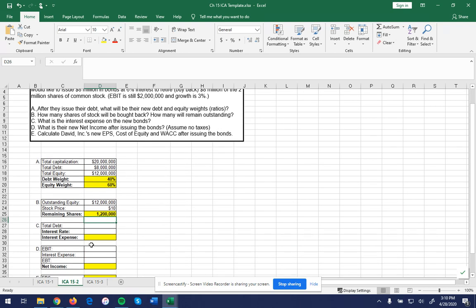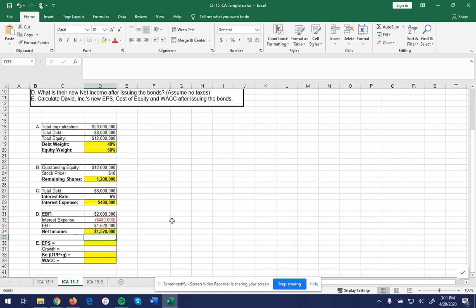All right, C, what is their interest expense on the new bonds? So you have this $8 million in debt or in bonds at a 6% rate. So that is 8 million times 6% interest would be $480,000 in interest expense, which leads us to question D. What is their new net income after issuing the bonds? Well, we were told their earnings before interest and taxes was $2 million. Their interest expense we just calculated at 480. I'm going to make that a negative to show it's an outflow. So if we add those two together, that gives us an earnings before taxes of 1.52 million. And therefore, since there's no taxes, that would be our net income of $1.52 million.